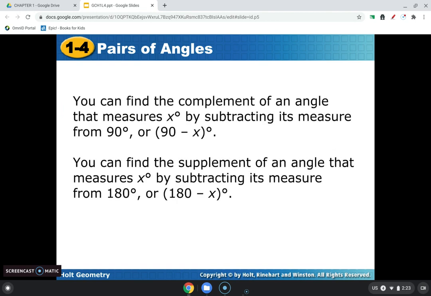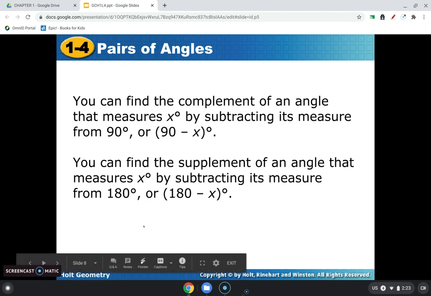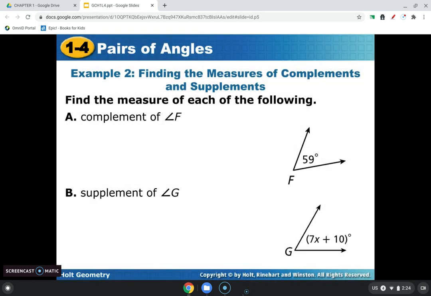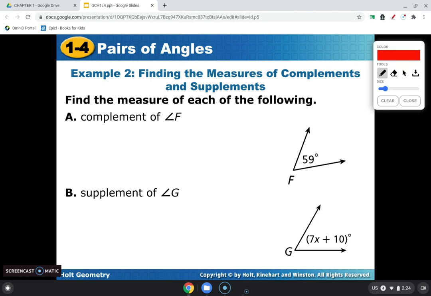You can find the complement of an angle by subtracting it from 90. So the complement of x is 90 minus x. You can find the supplement of an angle by subtracting it from 180. So the supplement of x would be 180 minus x. All right, so find the measure of each of the following. The complement of f. Well, complement means add up to 90, so I would go 90 minus 59. Well, 90 minus 59 is 31 degrees. 31 plus 59 is 90.